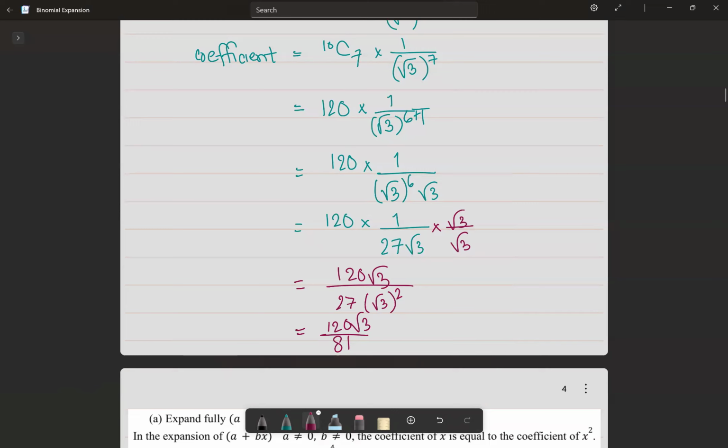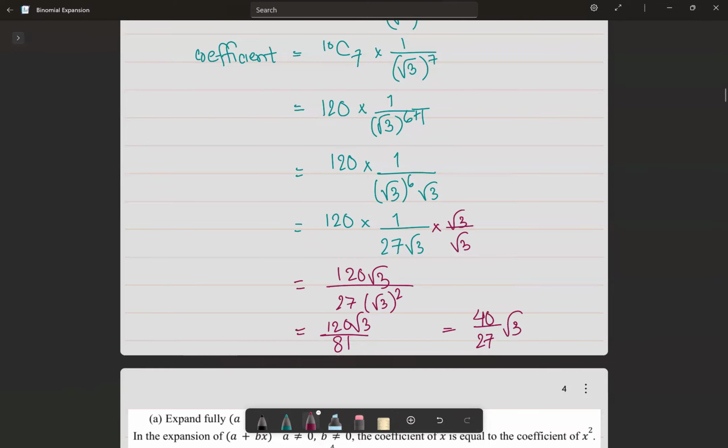Now we want to divide 120 by 81. So 120 divided by 81 is going to give us 40 by 27. So our final answer is 40 by 27 root 3.